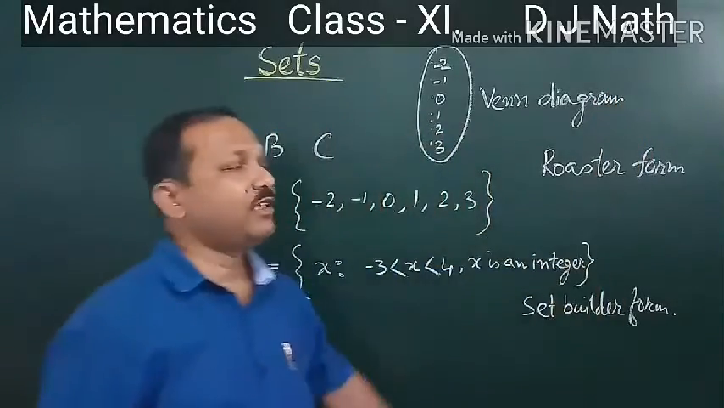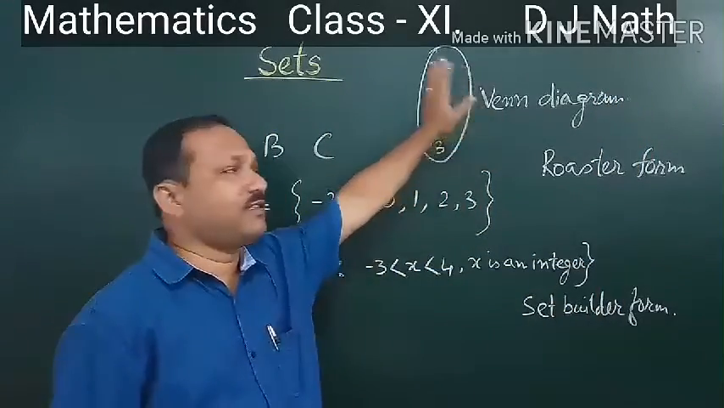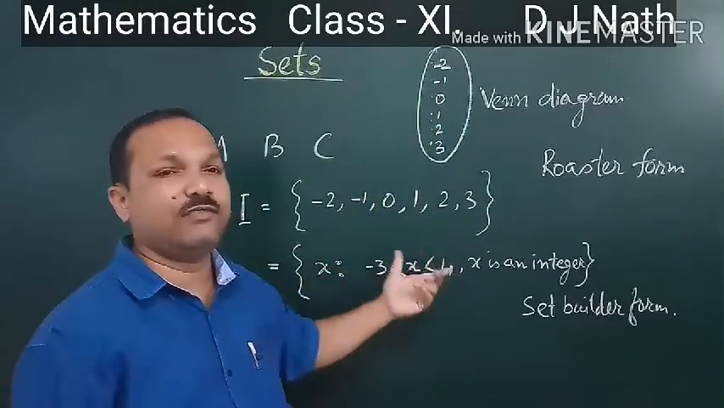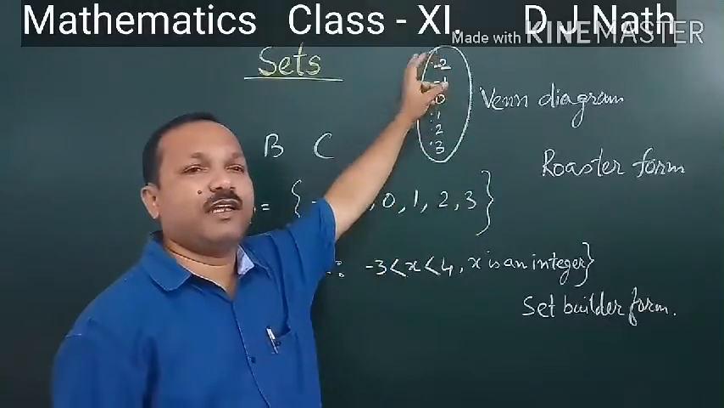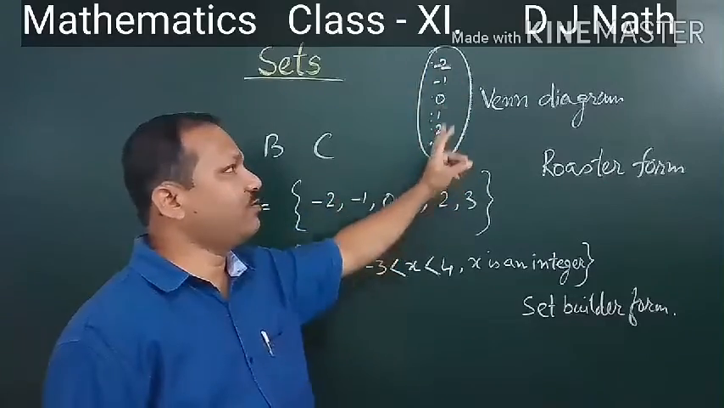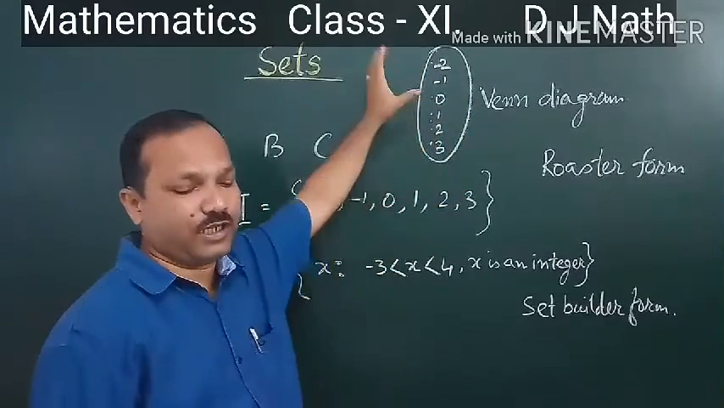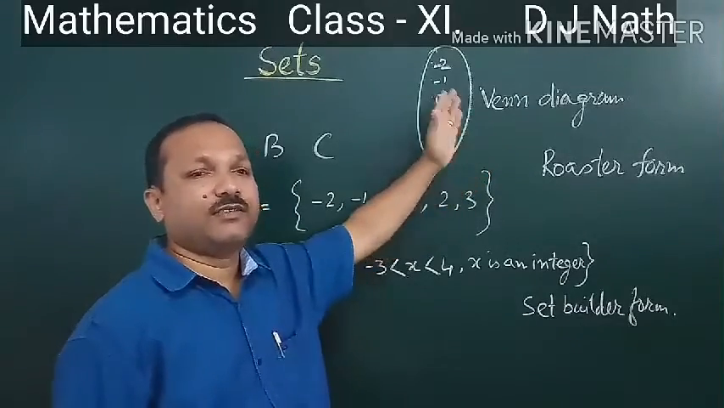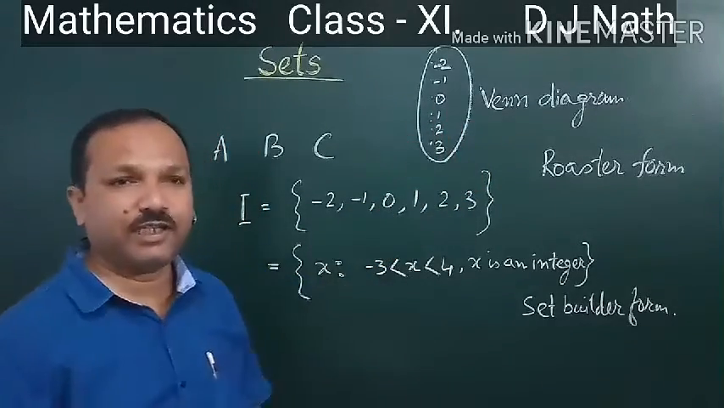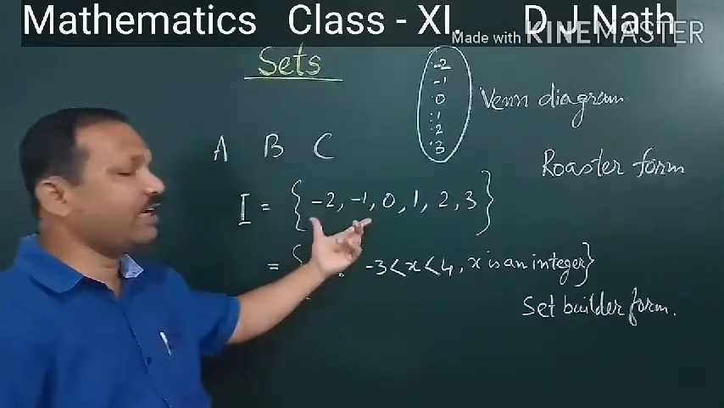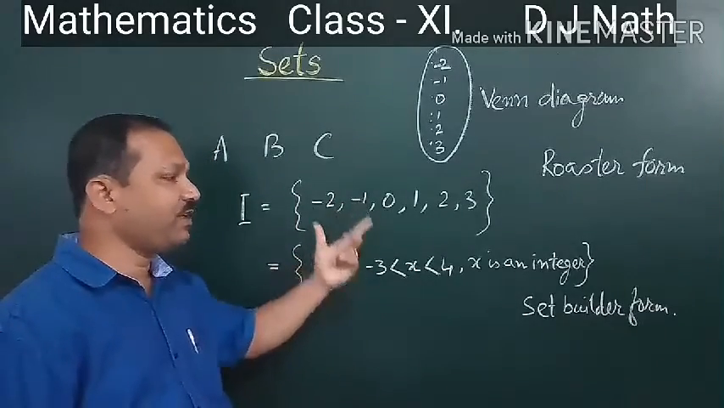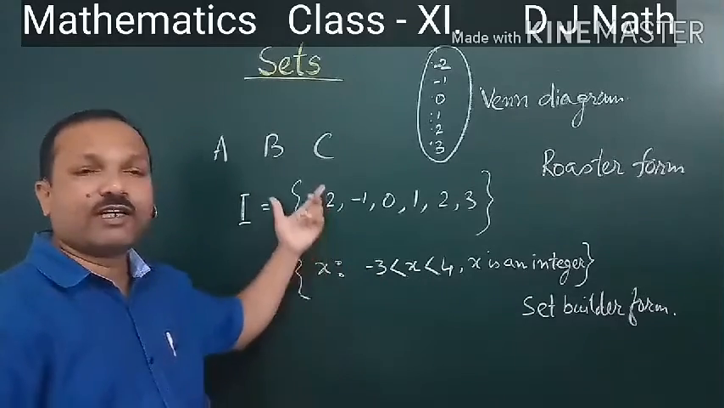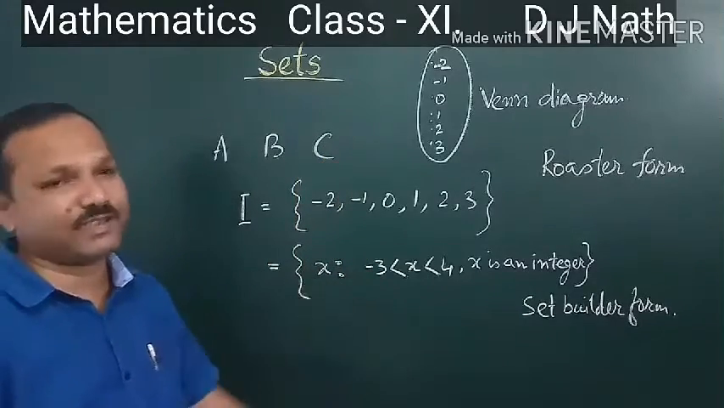Venn diagram. John Venn simplified it to understand sets in an easy way. He represented sets in an oval or circular shape, so this way also we can represent a set. Generally there are two forms, one is roster form, another is set builder form. Now next we will see what the types of sets are.